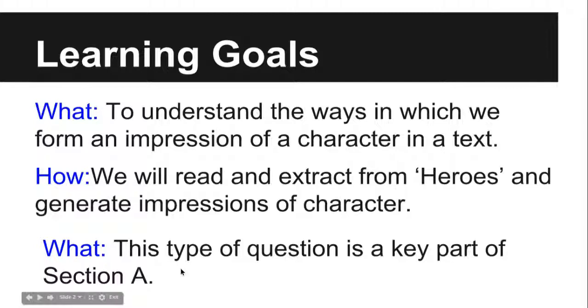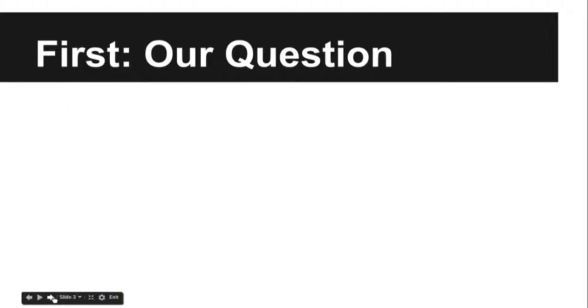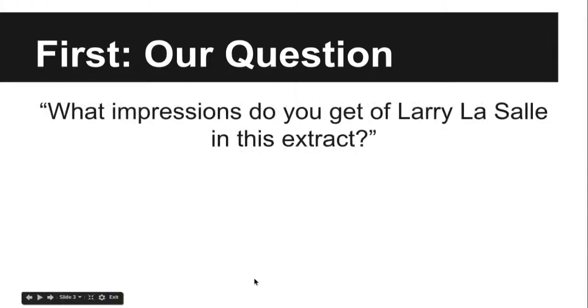Well, as part of component 1 in the section A English language exam, you often get this type of question, an impressions question that asks you to look at your impressions of a character or a setting. So first of all, here's our question. Write it down on your piece of paper and pause the video.